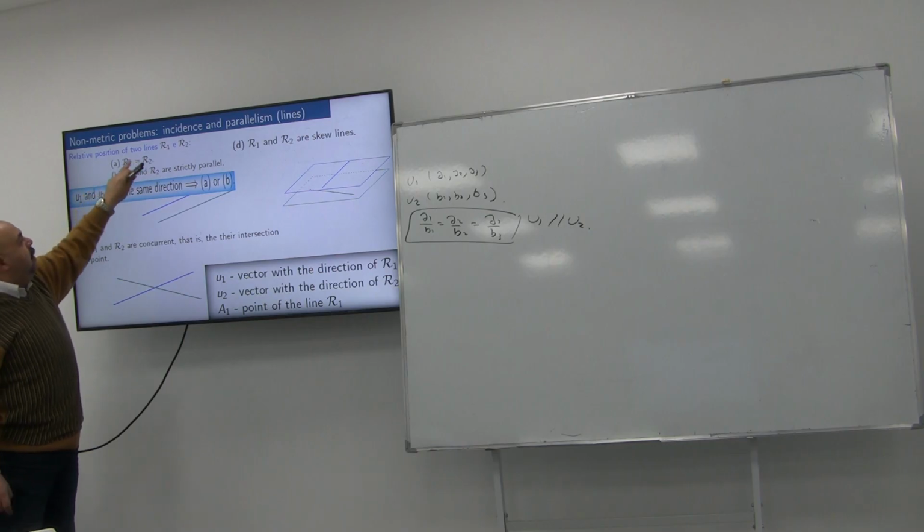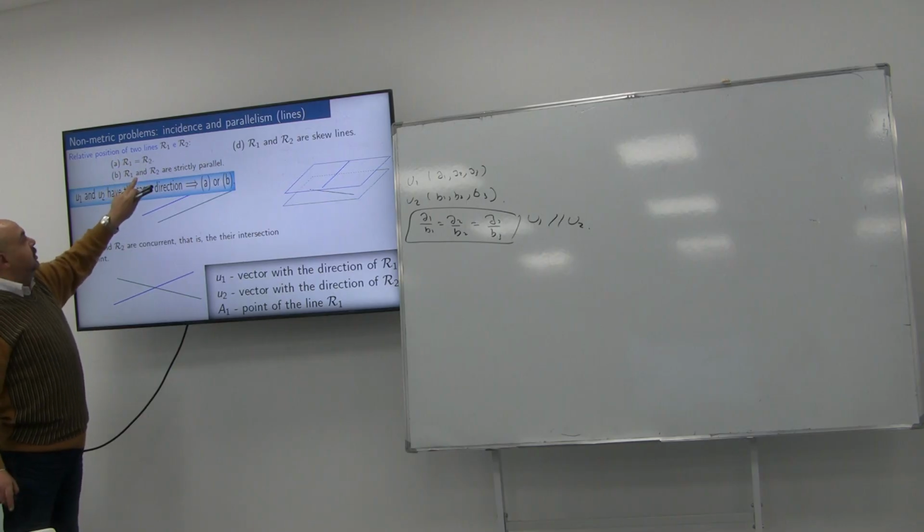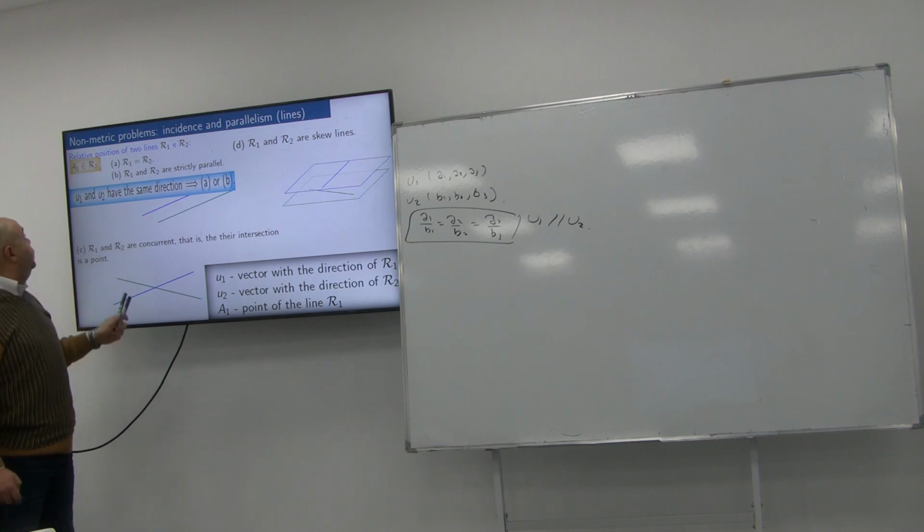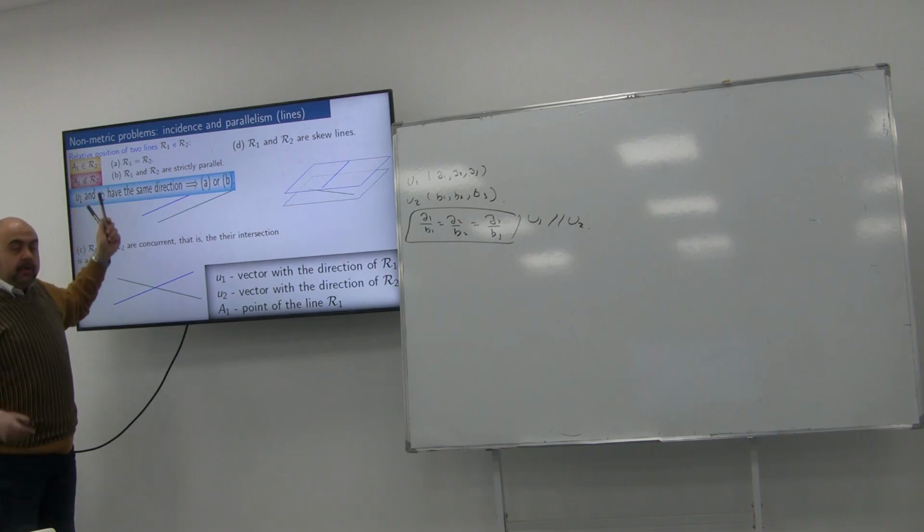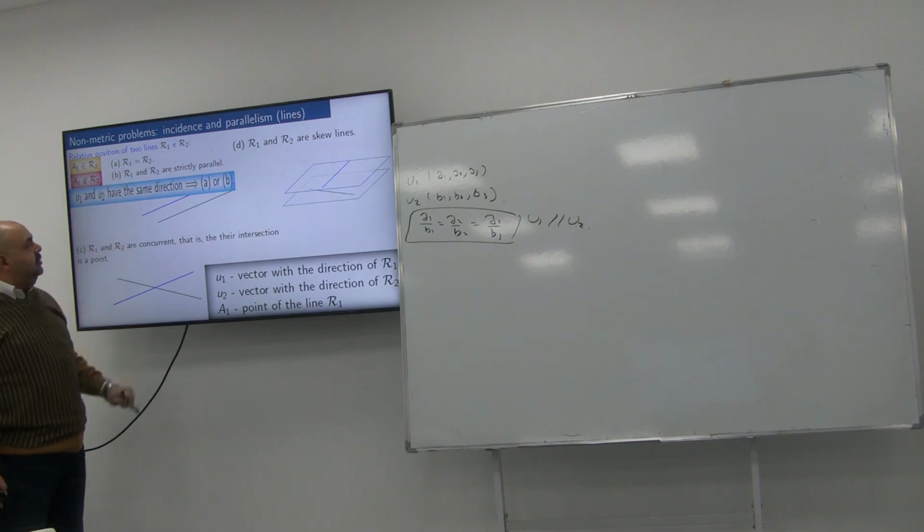Here the point A1, which belongs to R1, will belong also to R2. So this is the first case. But in the second case, A1 doesn't belong to R2. And it will be written now: A1 belongs to R2, and A1 doesn't belong to R2. A1 stands once more for the point that already exists in R1.